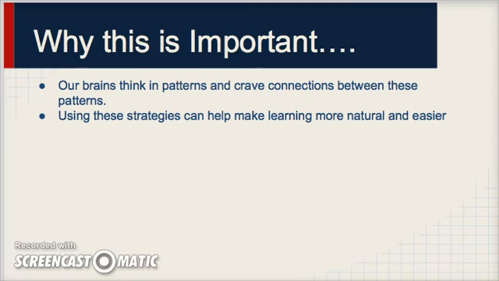This is important because our brains think better in patterns and crave the connections between the patterns and the relationship between those ideas. This is one thing that the theorist Bruner said, and this is why we have Common Core and the 21st century skills, so that you can make those connections and apply them instead of just going along and only having it for the test. Then you can make the connections and make it actually stick in your brain, and this is why we learn these strategies to help us.